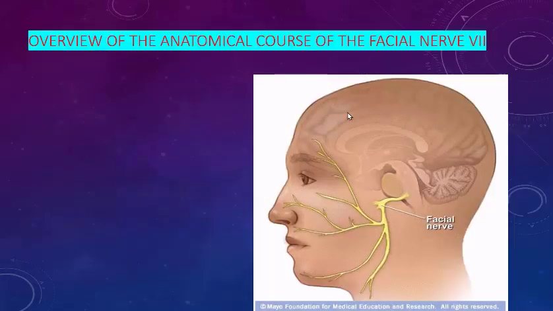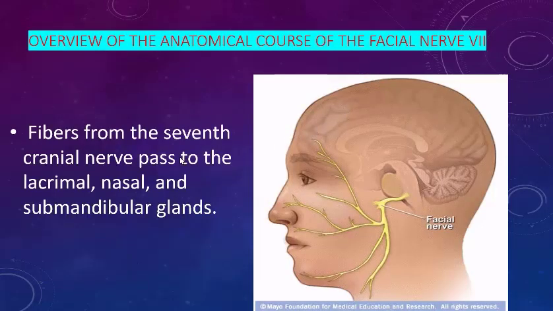The facial nerve, actually fibers from the seventh cranial nerve, pass to the lacrimal, nasal and submandibular glands. Here you can see this is the facial nerve, and here the fibers pass to the lacrimal glands, to the nasal glands and to the submandibular gland. So they cause production of tears, production of nasal discharge and production of saliva.